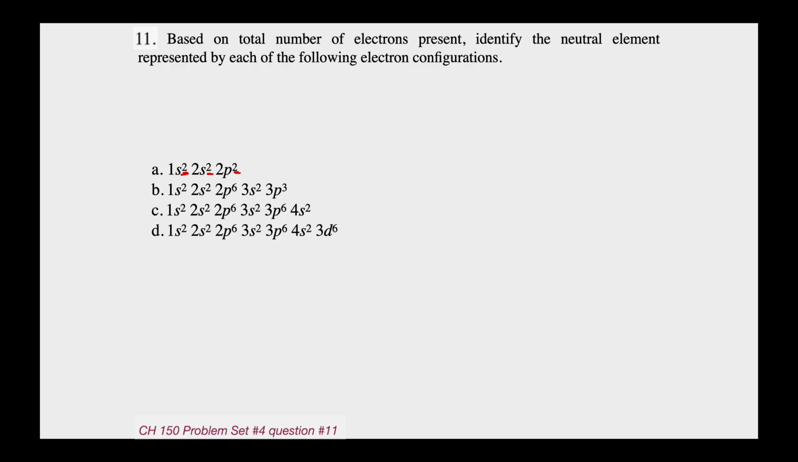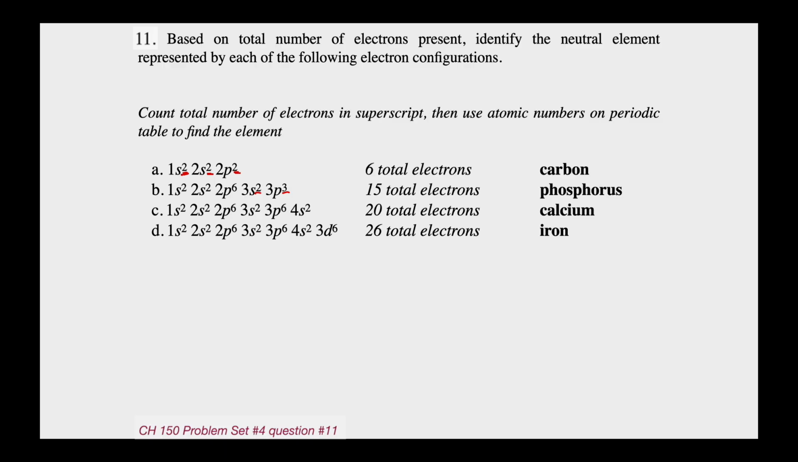And if you do the next one, 1s2 with 3s2, 3p3, you should see that that's a total of 15 electrons, and that's going to be phosphorus. The next one would be calcium, because it has 20 total electrons, and 3d6 on top of that would put you into the transition metals. That would be iron. So again, all you really have to do is count up the superscripts, find the total number of electrons, compare that to the number on the periodic table, and you've got your element, assuming it's neutral.